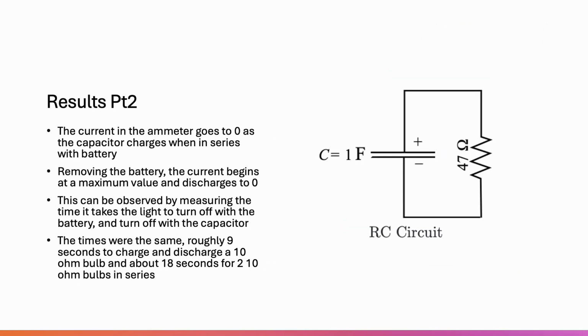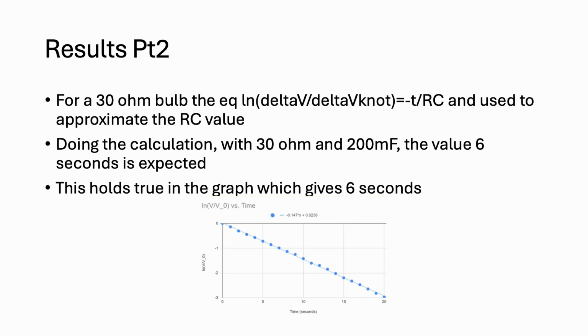Right. Results part 2. I already described the way it works here, but you end up getting that it takes about 9 seconds for the battery to charge, and about 18 for the second. But obviously the ideal values are 10 and 20, so it's really close, but not quite. This was using the ln of delta V over delta V naught equation, which is equal to -t over RC. You plot this using the 30 ohm resistor and 200 microfarad capacitor, and then get the RC value, which ends up being 6 seconds, as expected.